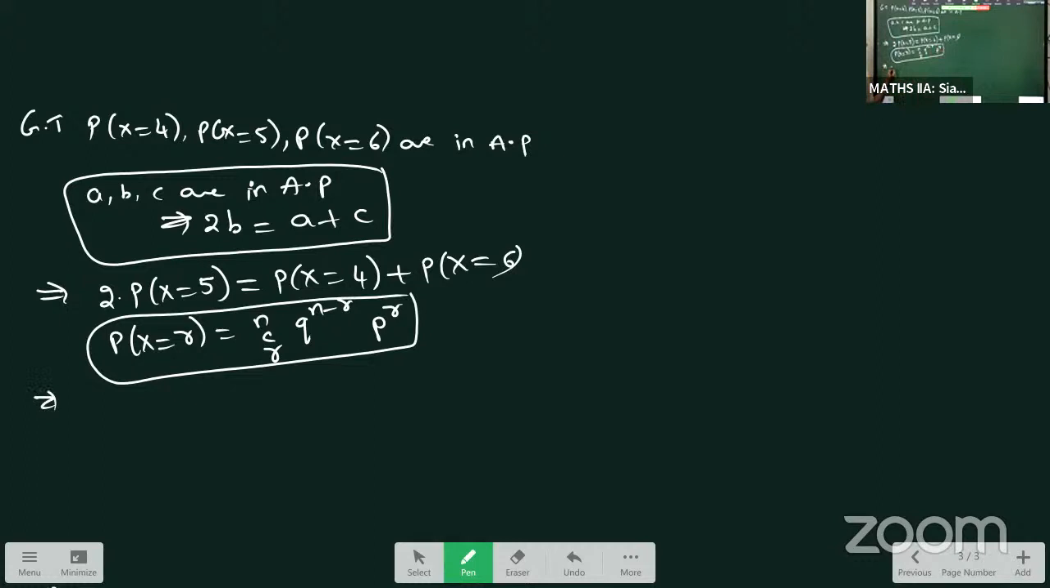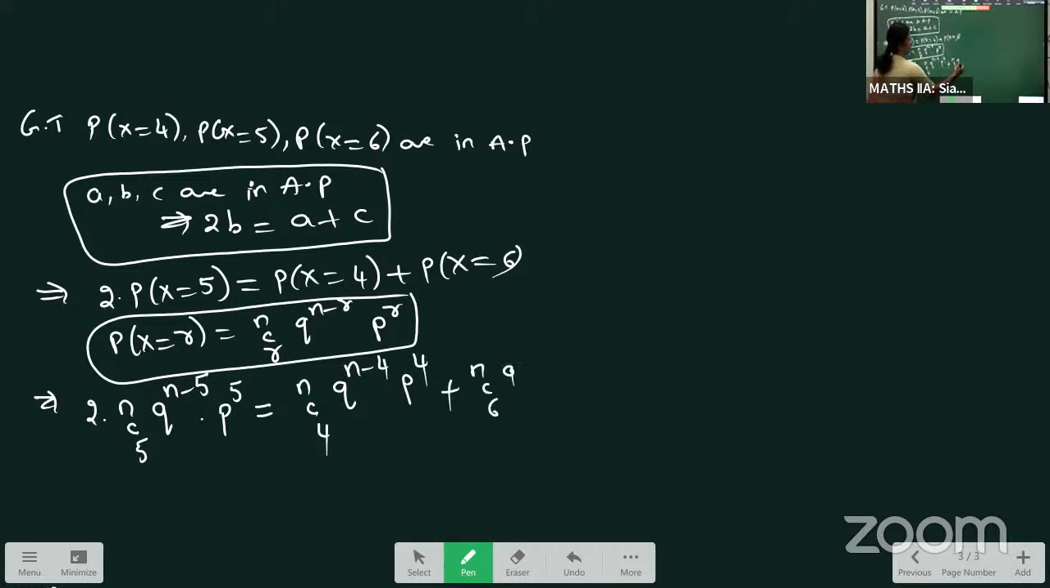So 2 times P(x=5) equals 2·nC5·q^(n−5)·p^5, and expanding, P(x=4) is nC4·q^(n−4)·p^4, plus P(x=6) is nC6·q^(n−6)·p^6.